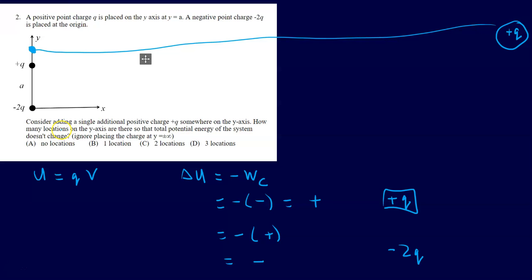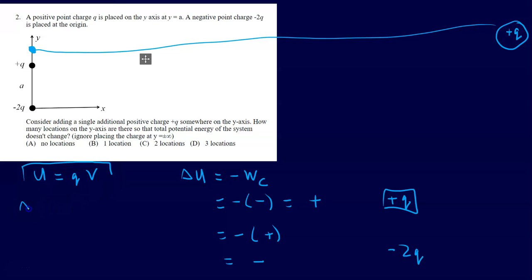So just by looking at that, we can reason that it is possible that those two effects could totally cancel out. When I move it in here with the positive Q, I'm increasing the potential energy. With the negative 2Q, I'm decreasing, and it's possible that they'll both cancel out so that the changes are zero.